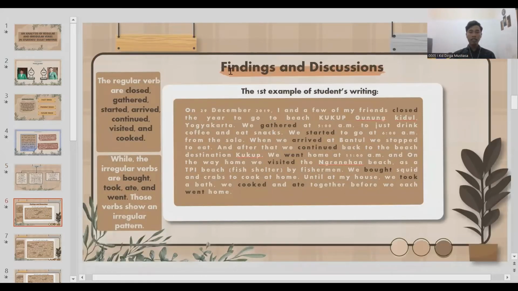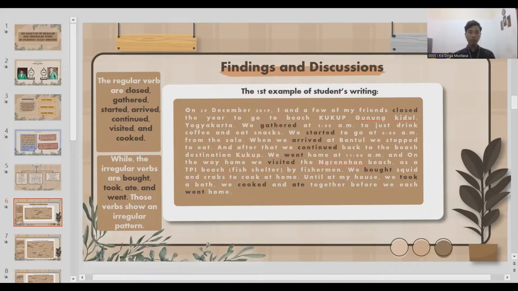And next are findings and discussions. This is the first example of students' essay writing. In these essays, the student used regular and irregular verbs in her or his writing. The regular verbs are closed, gathered, started, arrived, continued, visit, and cook.